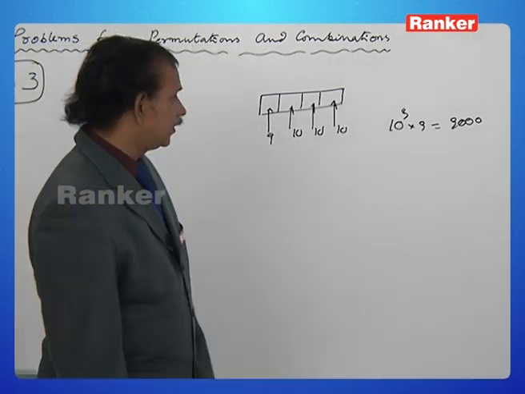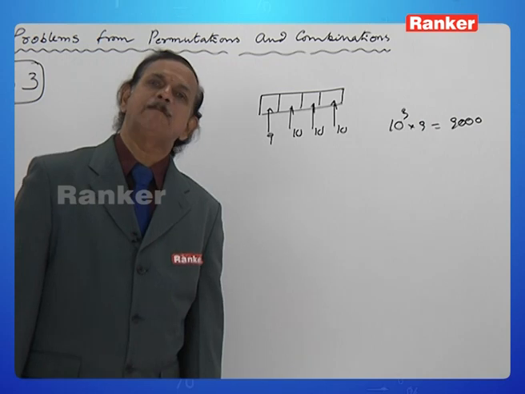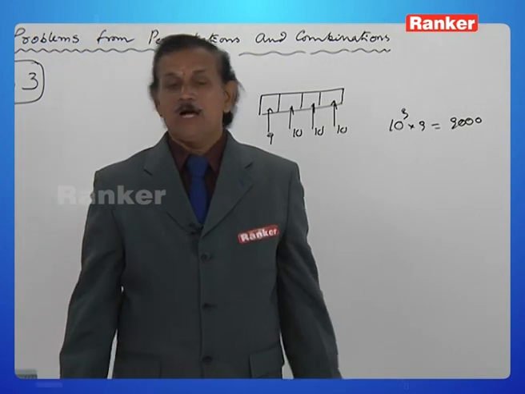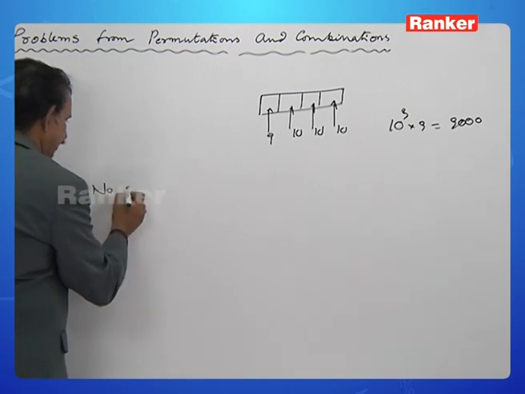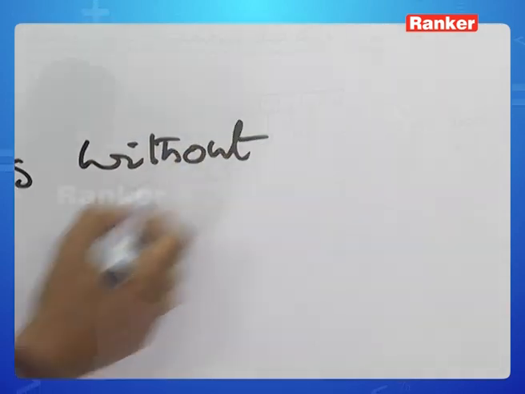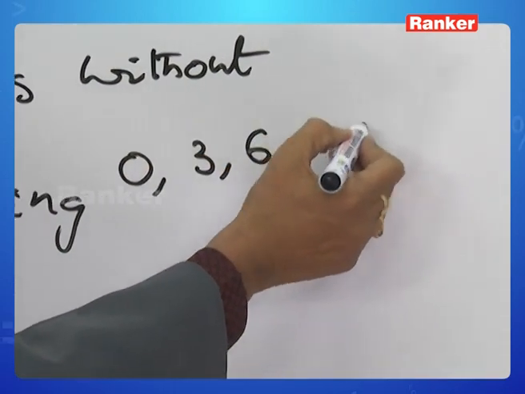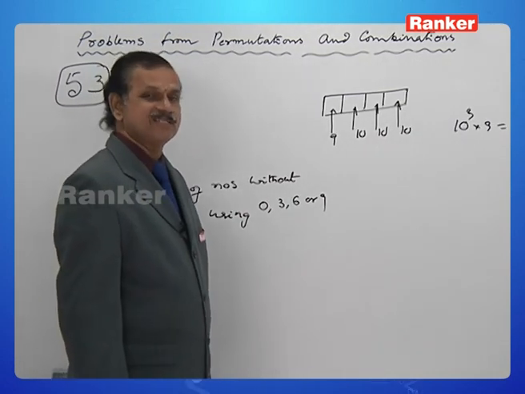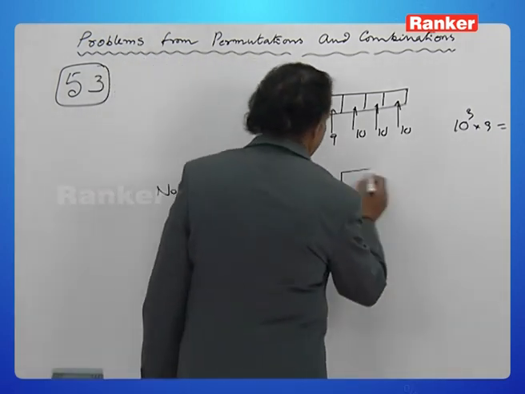Okay. Instead of calculating all those, let us subtract those numbers which do not contain 0, 3, 6, 9. How many such numbers will be there? This is the total number, and the number of numbers without using 0, 3, 6 or 9. So, we are omitting these 4. Total number of digits is 10. You are omitting these 4. Remaining 6 digits. How many such numbers will be there?